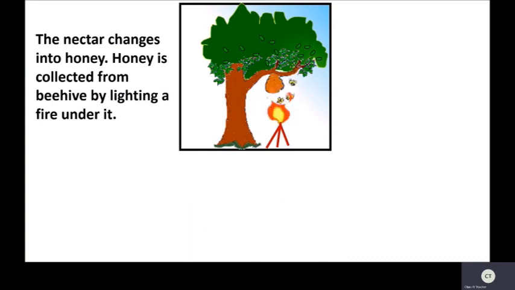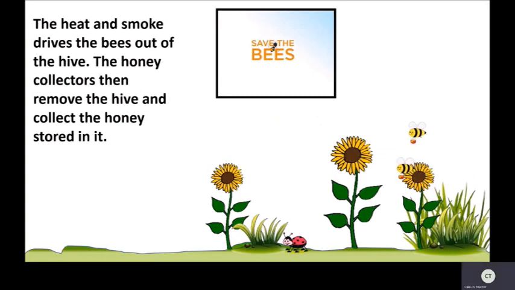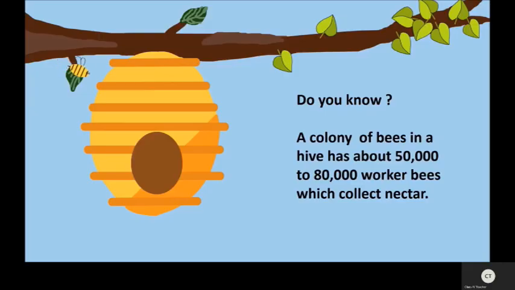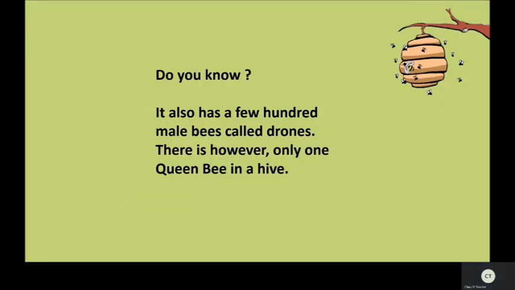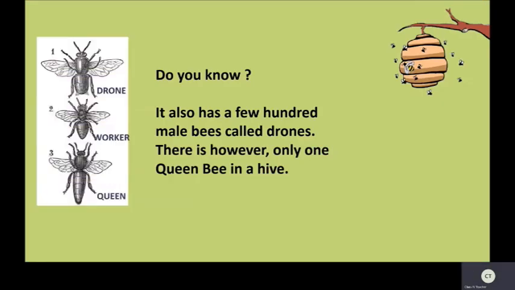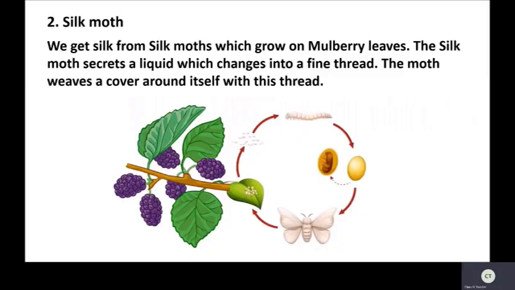See here? With lighting a fire under it, the heat and smoke drives the bees out of the hive. The honey collectors then remove the hive and collect the honey and store it. Do you know a colony of bees in a hive has 50,000 to 80,000 worker bees which collect the nectar. It also has a few hundred male bees called drones. See here, these are drones. There is, however, only one queen bee in a hive.